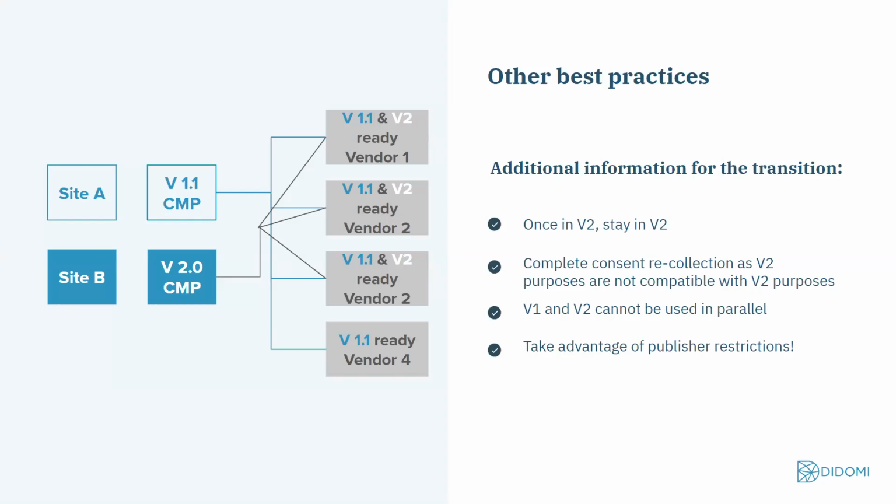One thing that publishers also underestimate is that when you launch V2, you will recollect consents for all the new purposes, so that's a brand new consent base that you'll work on. That's something you have to bear in mind when you make the transition, because it can also have impacts on your revenue.